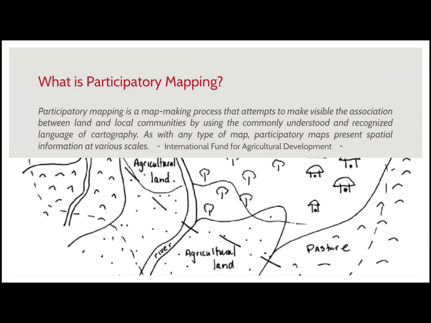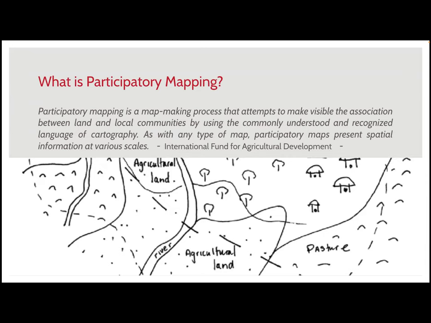As with any type of map, participatory maps present spatial information at various scales. This is the definition used by the International Fund for Agricultural Development. So first of all, it's important to note that this is a method that's used in agricultural development, and so it's an important concept and aspect of this project.